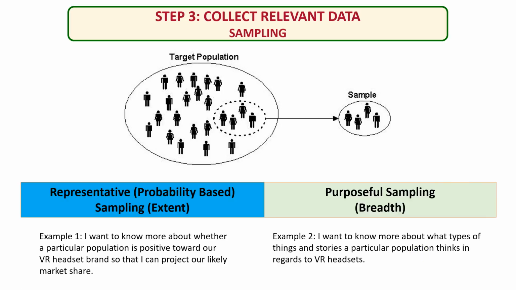So in sum, sampling is important because time and money limit our ability to study the whole population. Instead, we take a sample, a subset of the population. Your research question determines how much you need to make sure your sample is representative versus purposeful.